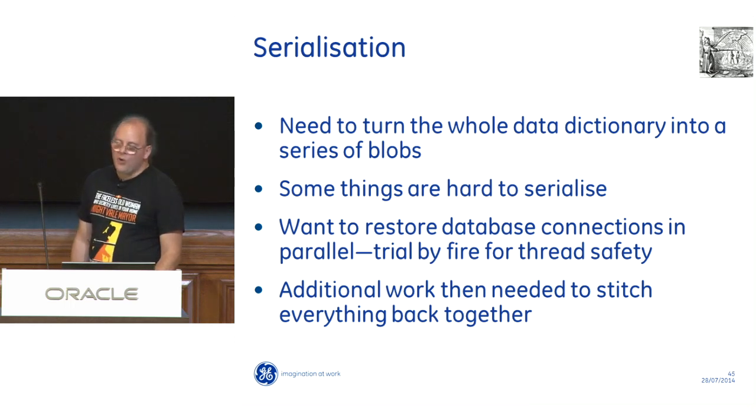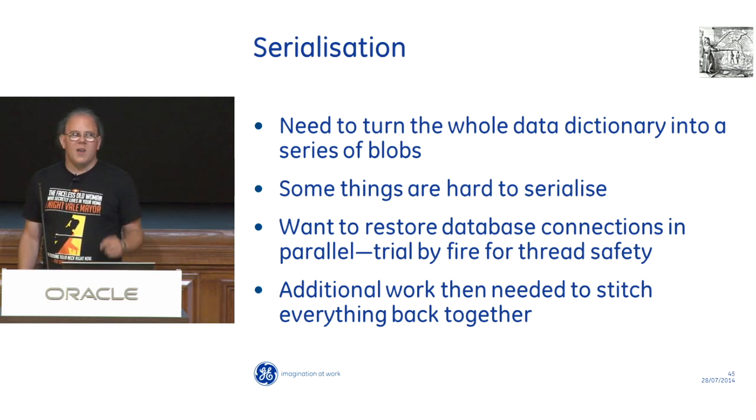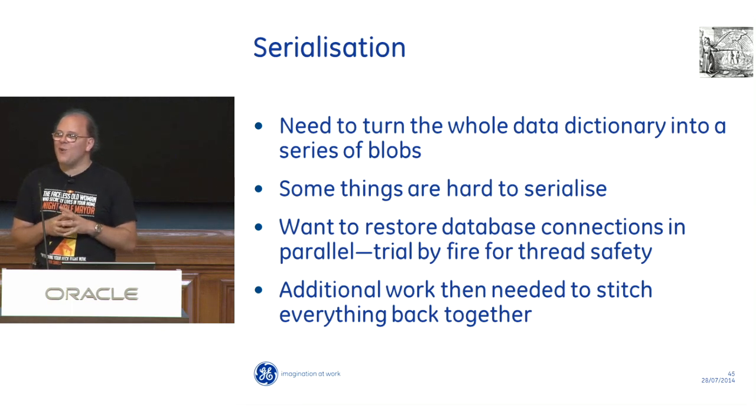So we need to turn the whole data dictionary into a bunch of blobs, and some of this becomes insanely annoying because there are sorted collections and things like that where a lambda has been passed in as the sorting function. So we have to write a bunch of special cases to deal with the things that are hard to serialize out. We also would like to restore as many of these database connections in parallel as possible. And this is a real trial by fire for your call sites.